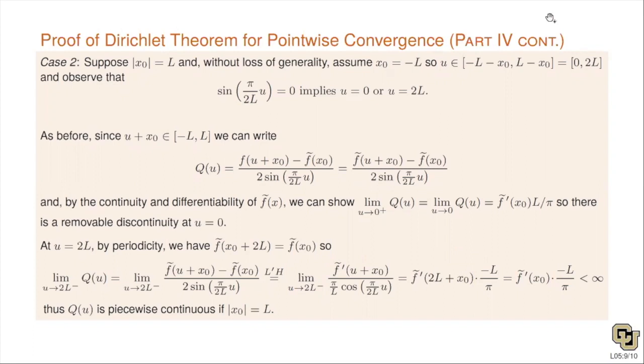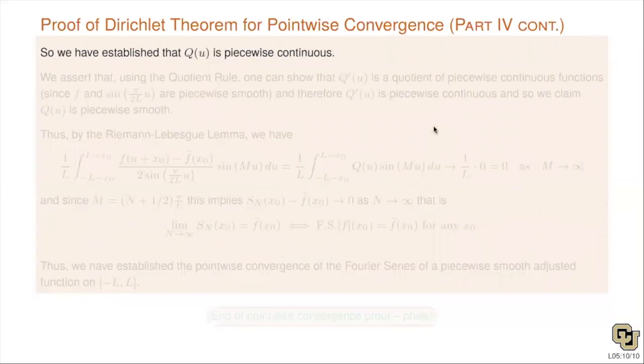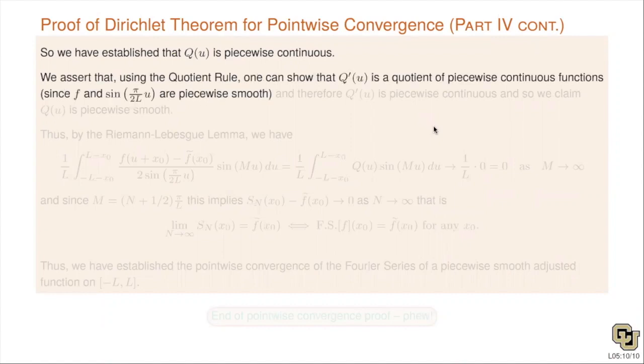So we've now proven Q of u is piecewise continuous in either case, whether x naught is in the interval or at the endpoints. I won't go into the details of the derivative, but by the quotient rule we can claim that when you take the derivative, we have a quotient of piecewise continuous, or even piecewise smooth, functions. And so we can conclude the derivative is also piecewise continuous, and therefore that the original function is piecewise smooth.